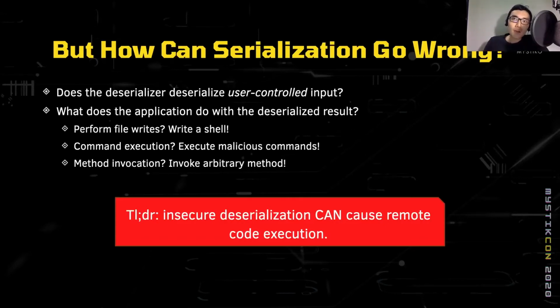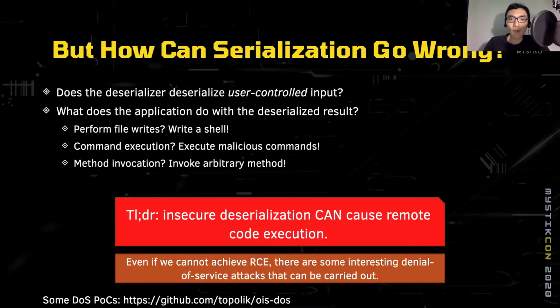And the summary of all of these is that if you pass the correct strings to the application, and you can make use of certain code within the application to do certain malicious things, you can perhaps write a shell or execute malicious commands. But in short, RCE is possible with insecure deserialization. And even if we cannot achieve RCE, there are some interesting denial of service attacks that can be carried out.